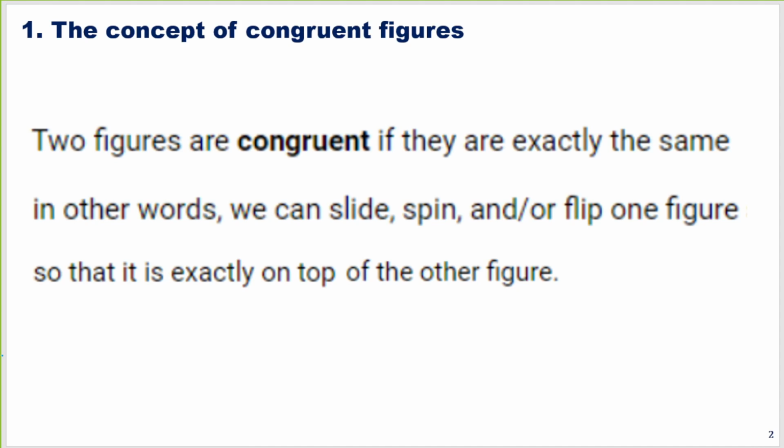So by definition, two figures are congruent if they are exactly the same. In other words, we can slide, spin, or flip one figure so that it's exactly on top of the other figure. Any questions? The concept is pretty straightforward, right? I'll give you some examples.